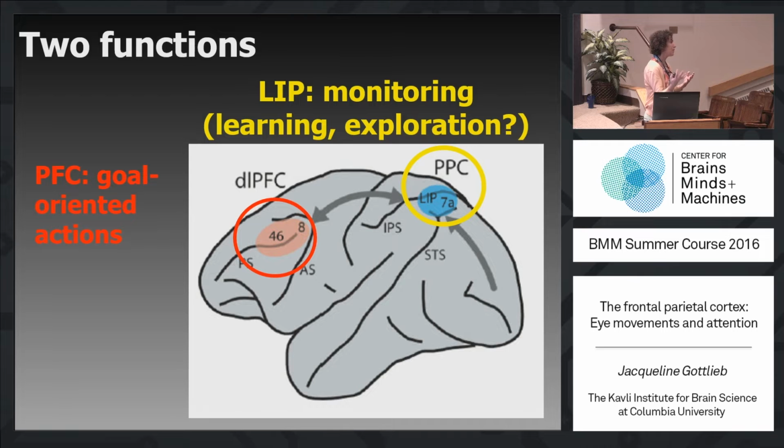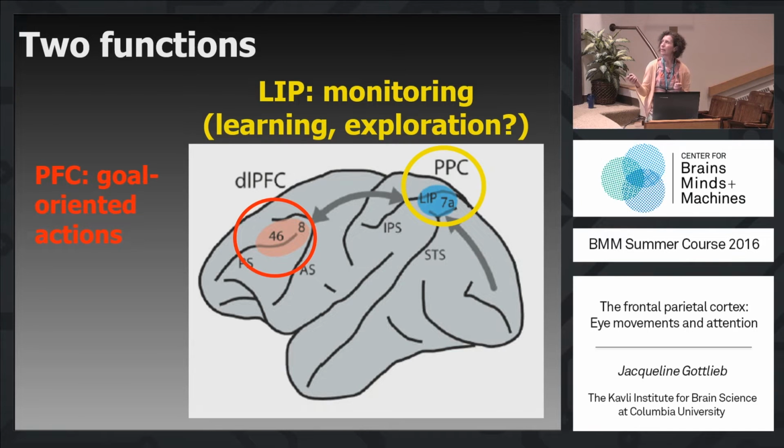One, I select what to attend to, and the other is I select what to do about it. And it's very important that we keep those. Of course, they have to be coordinated, but the fact that we have some degree of separation is really important for behavioral flexibility. All right.